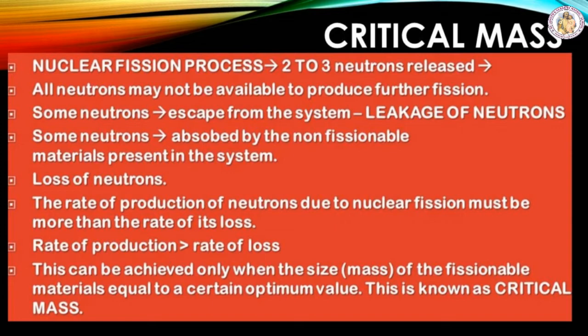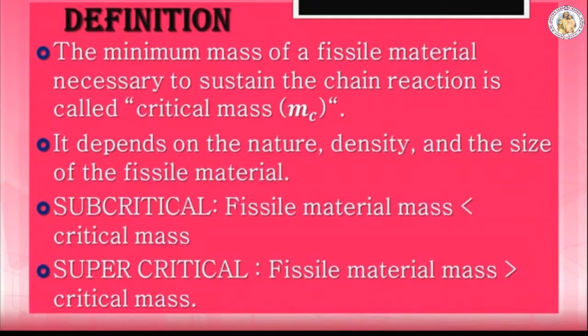These two factors lead to the loss of neutrons. To sustain the chain reaction, the rate of production of neutrons due to nuclear fission must be more than the rate of its loss. This can be achieved only when the size of the fissionable material is equal to a certain optimum value. This is known as critical mass.